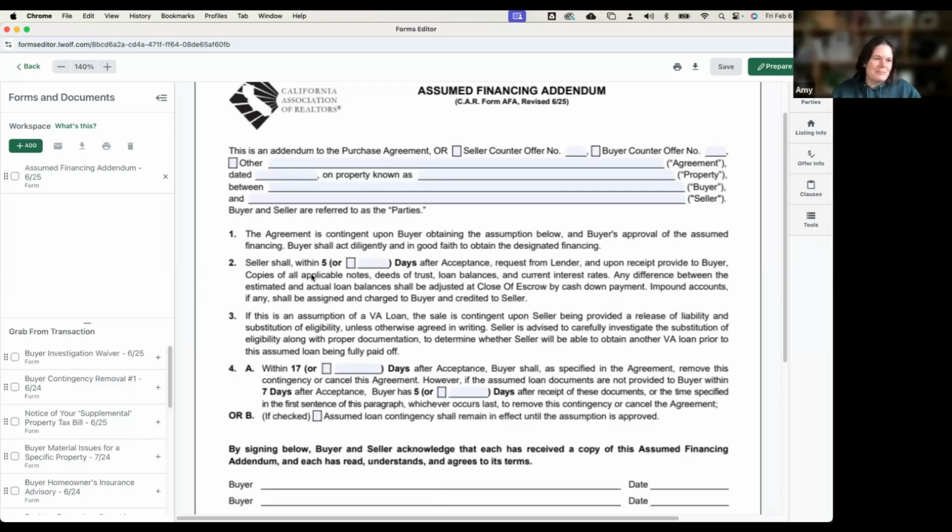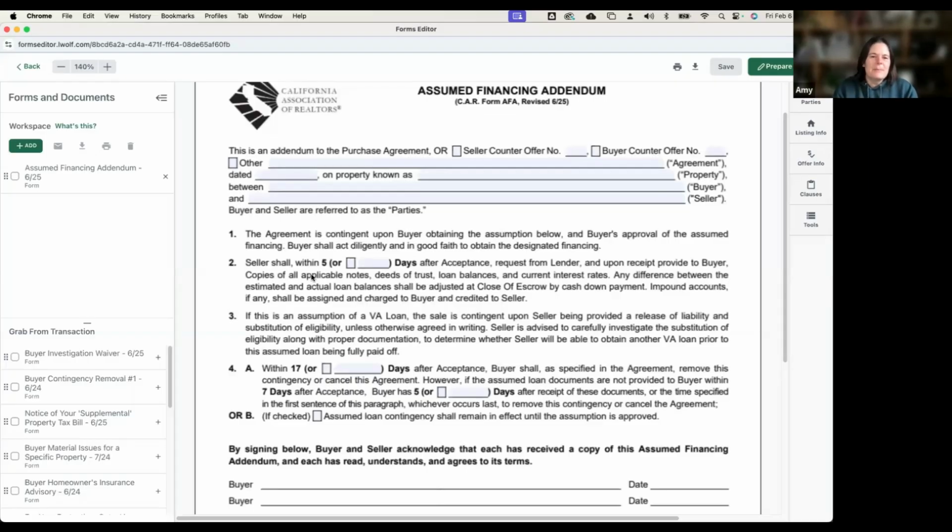If you've never closed on one before, keep in mind that most assumed financing transactions are going to take a longer period of time. Last I heard, it was taking somewhere between 60 and 90 days to receive the approval of the assumption of financing. But it is where you get to assume the existing financing on the house.